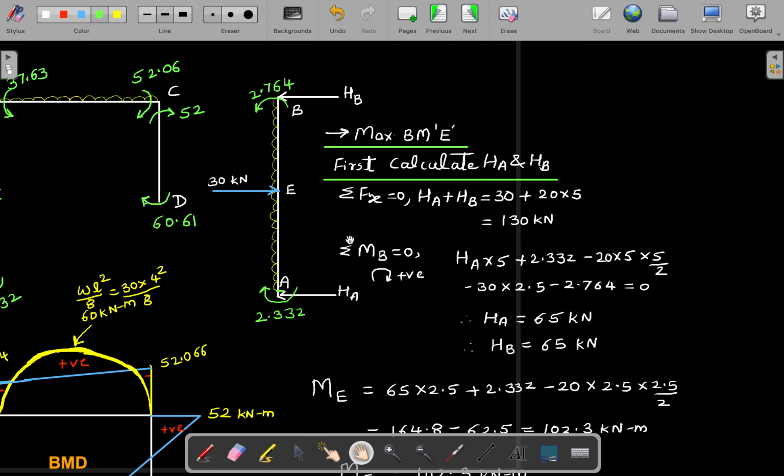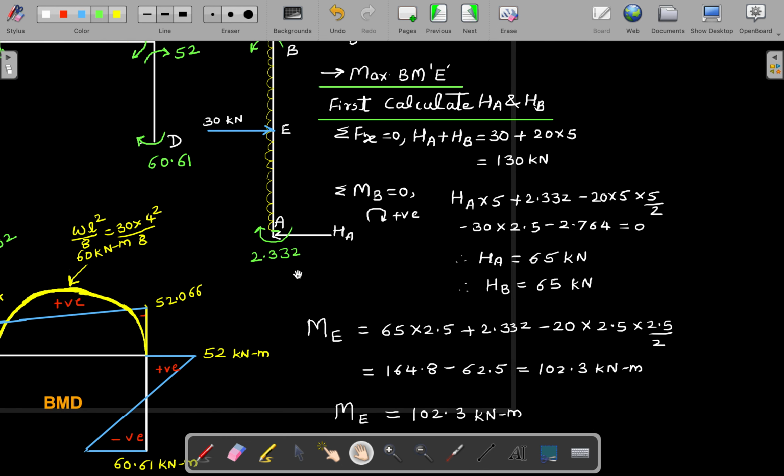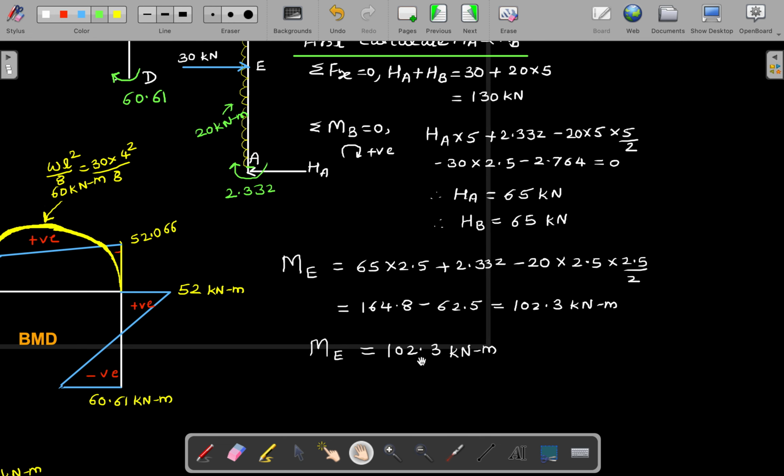Now finally, when you get the reaction, calculate moment about E point. So just consider this load, forget the rest of it. HA is 65, right? So 65 into 2.5, then this moment will come, 2.332, then minus 20 into 2.5 into 2.5 by 2. So we are considering UDL in this area, right? Here it is 20 kilonewton meter. Because it is moment at E, consider just this part. And finally we are getting M is equal to 102.3 kilonewton meter.